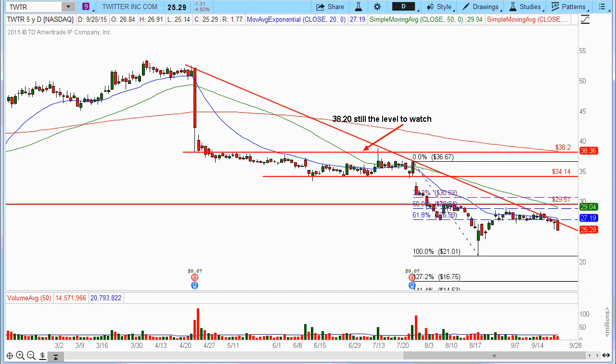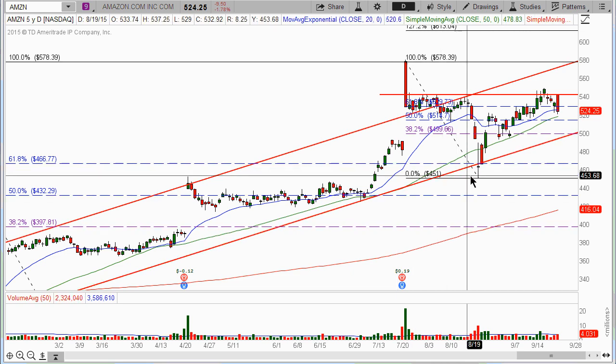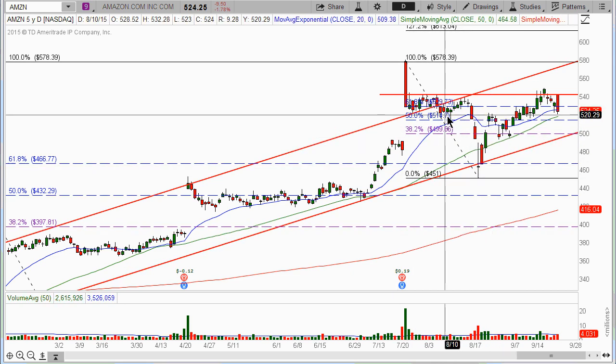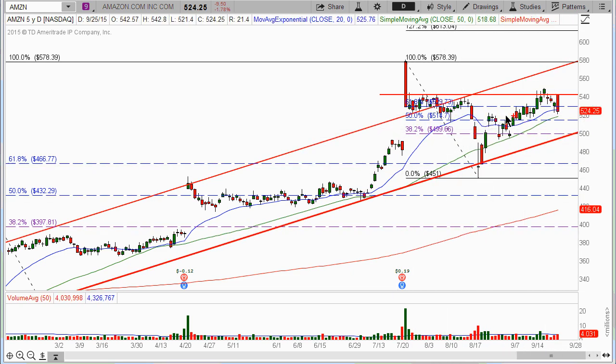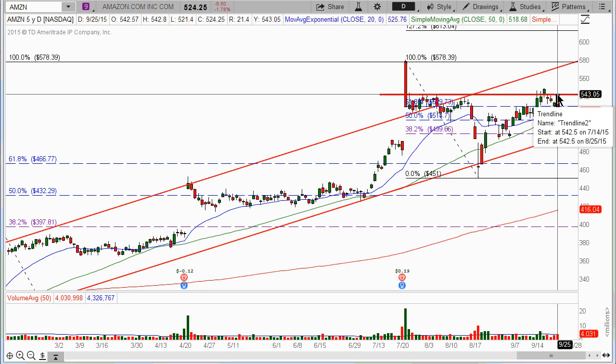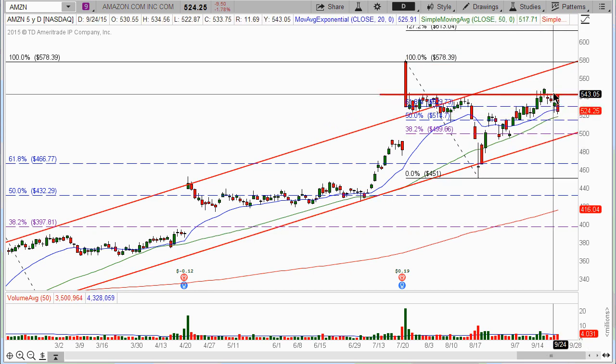Okay, so let's take a look at Amazon. Amazon has also been holding up fairly well, and it might be putting in a little bit of an inverted head and shoulders pattern here. But again, extension, I'm looking at the possibility of getting back up to this all-time high here, the 578. So probably looking at that to see, can it get above this level here, this 543 area.